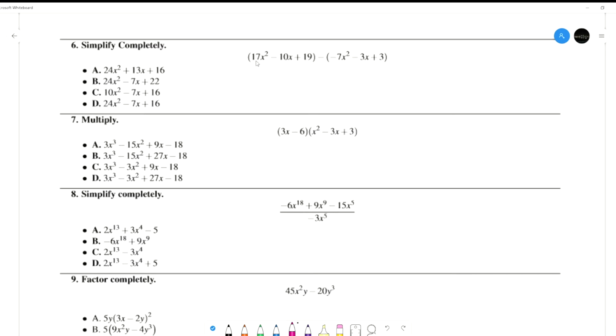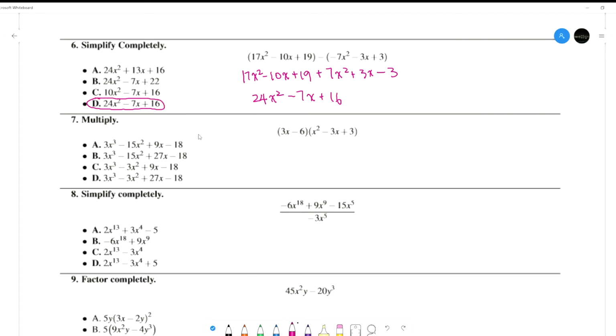We first distribute to remove parentheses. So the first group here is just 17x squared minus 10x plus 19. And for the second group, the minus sign is being distributed. So this is plus 7x squared plus 3x minus 3. Now if you combine like terms, 17x squared plus 7x squared, that's my 24x squared. Minus 10x plus 3x, that's my minus 7x. And then 19 minus 3, that's plus 16. So as you can see, that is answer choice D.